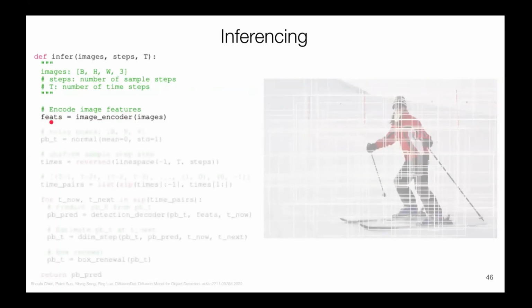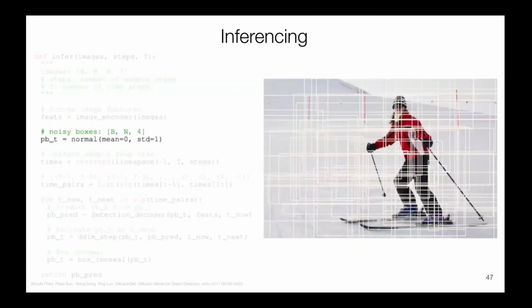And we're going to begin from the noisy boxes this time. So we learned to add noise, now we're going to denoise. So we start at the beginning with noisy boxes padded to n evaluation boxes. So that n evaluation boxes can be different from the n training boxes.